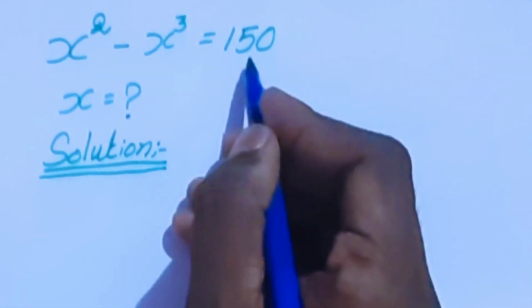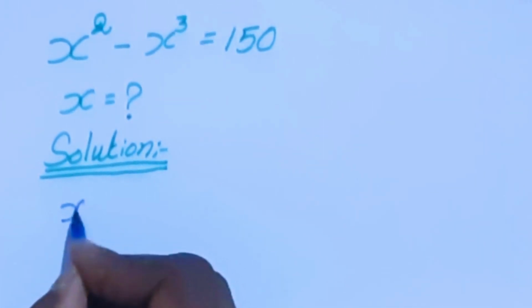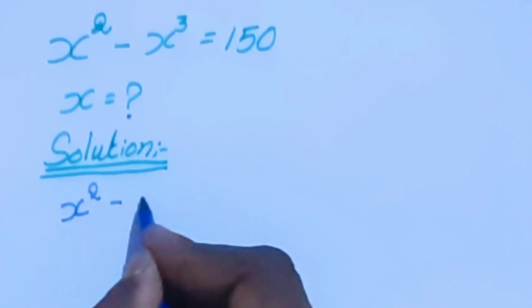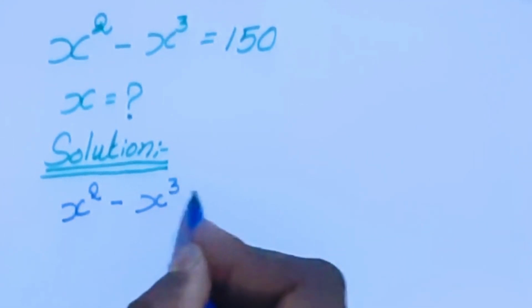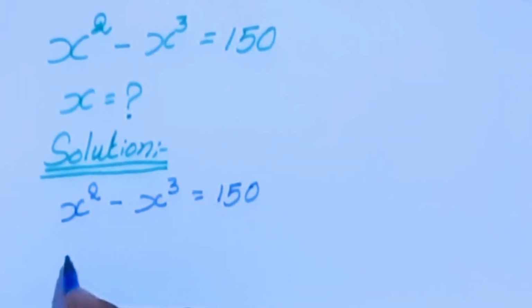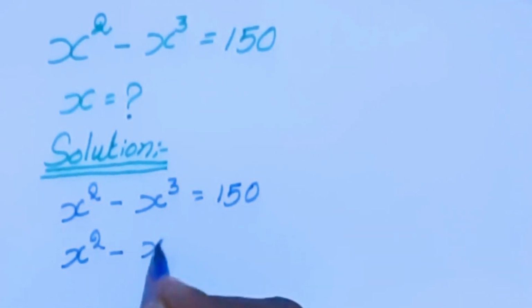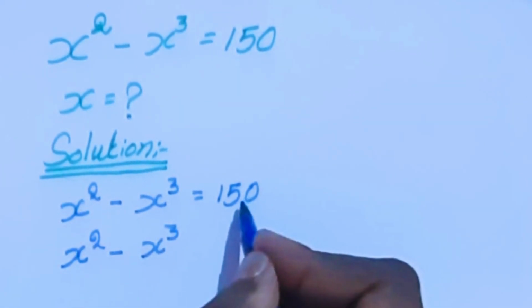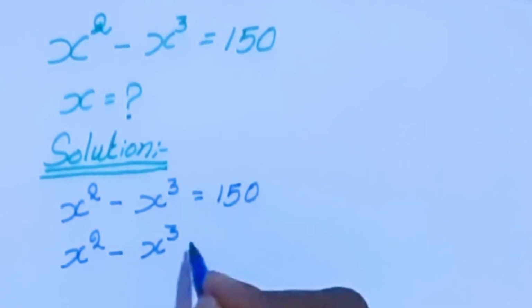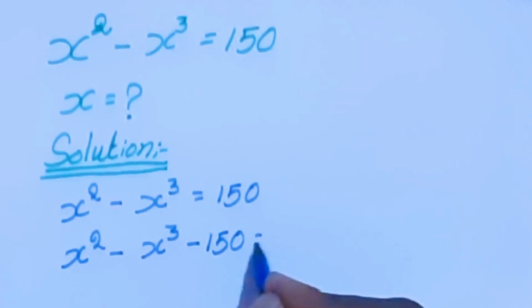Today we are going to solve this problem to find the x value. Solution: x^2 - x^3 = 150. Now we are moving this 150 to the left-hand side, so x^2 - x^3 - 150 = 0.